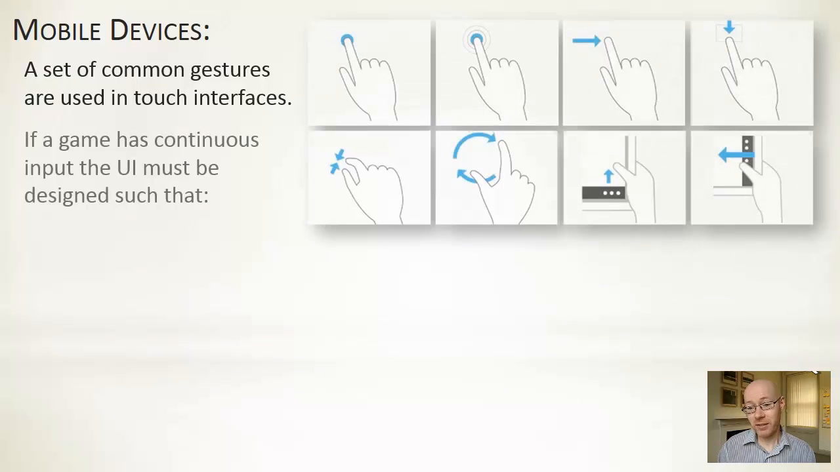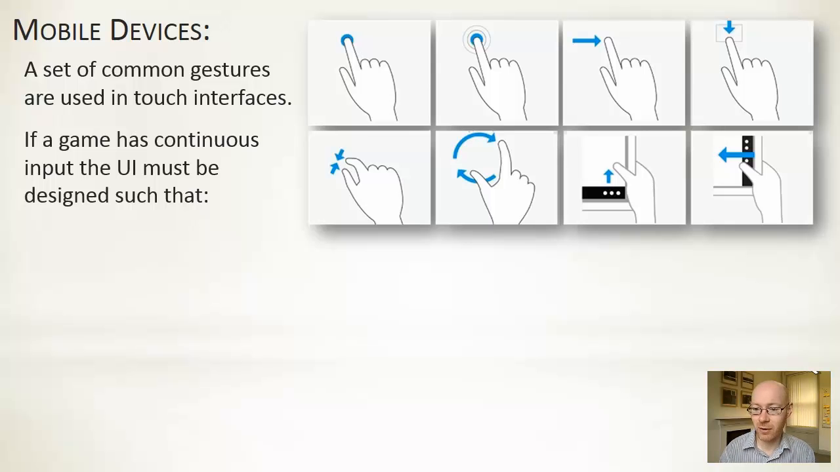Obviously, for a mobile device with a touch screen, we can touch it, and that's how we will provide probably most of our interface or input into our games. There's a range of established, common gestures used in terms of a touch, double touch, a swipe, pinch, rotate, lots of different ways of interacting with it.